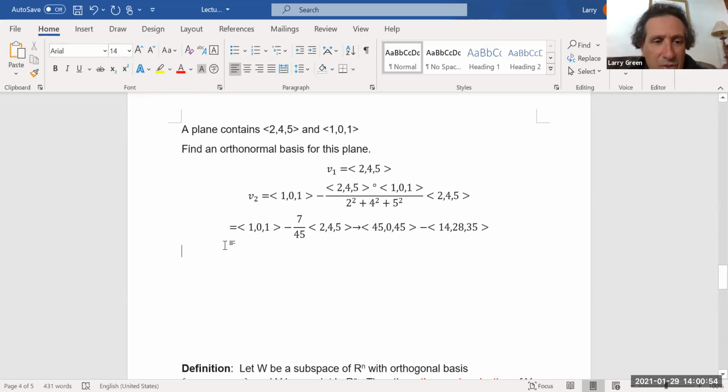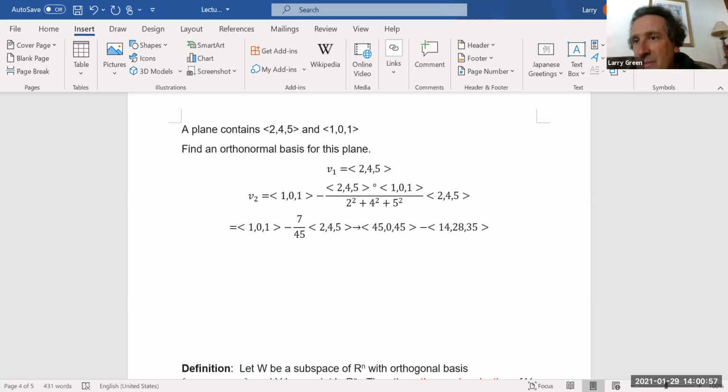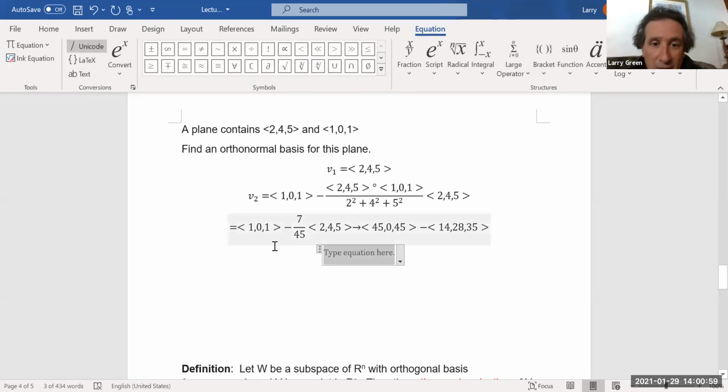Okay, now I just have to do this. Almost done. 45 minus 14 is what, 31? 0 minus 28 is negative 28. And then 45 minus 35 is 10. And then I have to go 1 and 1 minus that, right? Let's see. Oh, no, I did that. Any questions on that?